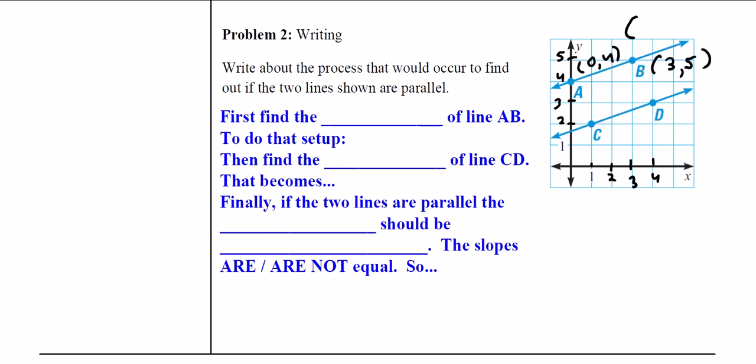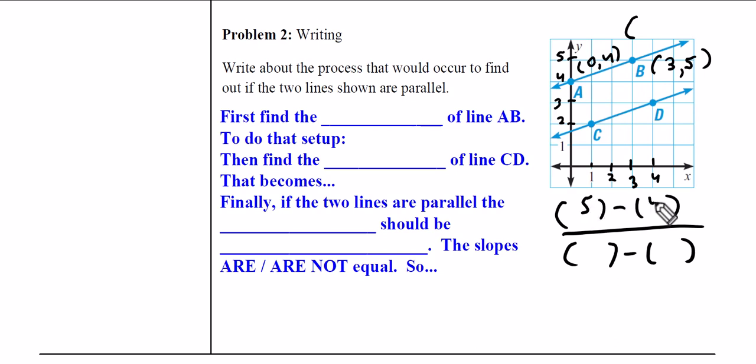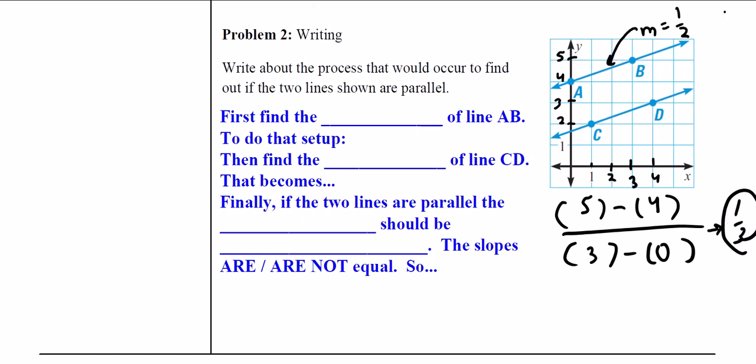So here are our 2 points for B and A, and we go ahead and set up the slope formula, which is rise over run, which is subtract the y values, subtract the x values, divide the 2. So I have 5 minus 4 over 3 minus 0. That's 1 over 3. So the slope of line AB is 1/3. We use the lowercase letter m for slope. So line AB has a slope of 1/3.